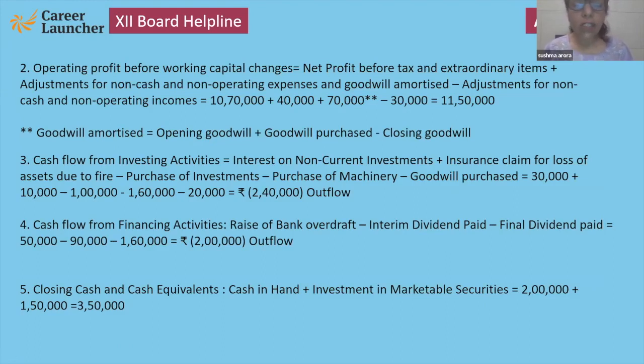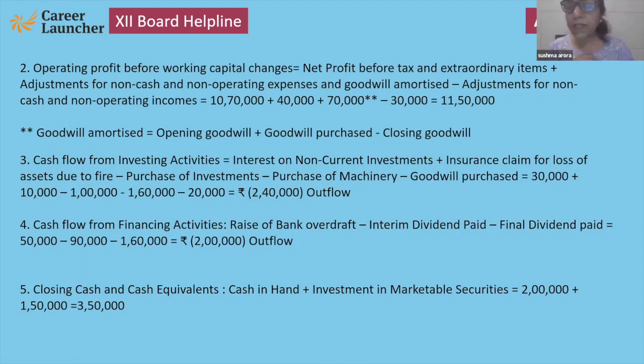And in investing activity, we have to take non-current assets and long-term investments. If goodwill is written off, that will be in operating activity, but here goodwill purchased is given. That's why it is an outflow. Now the total net is negative, so we can say this is outflow from investing activity.